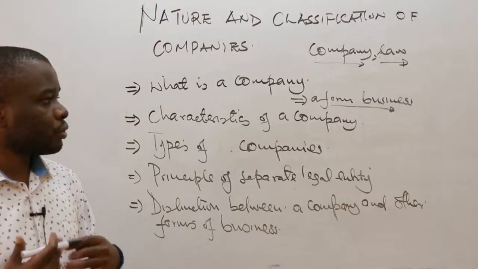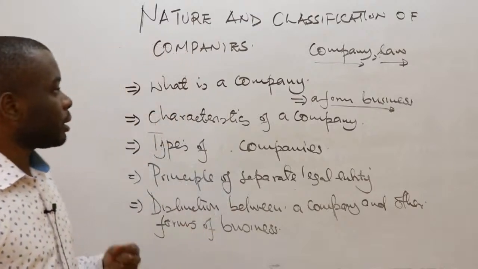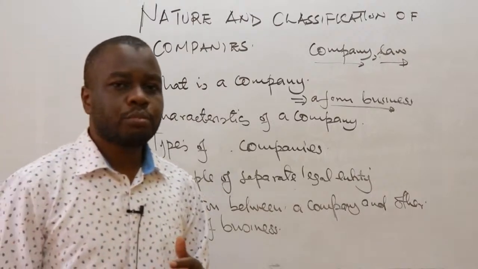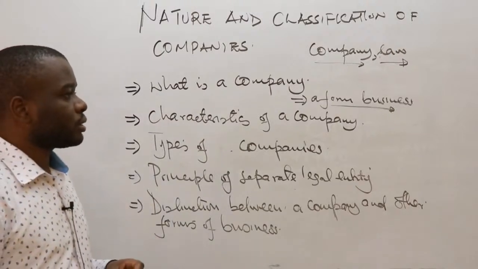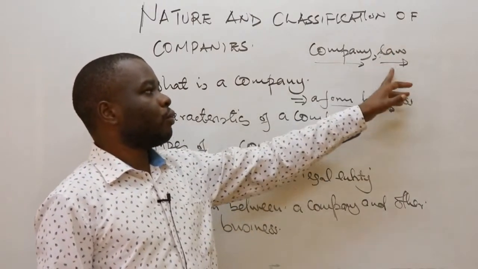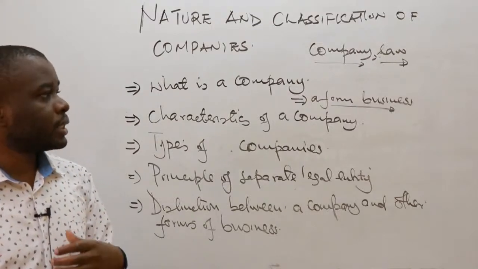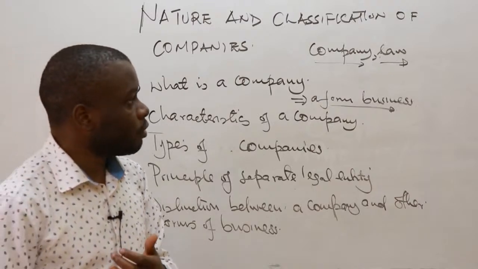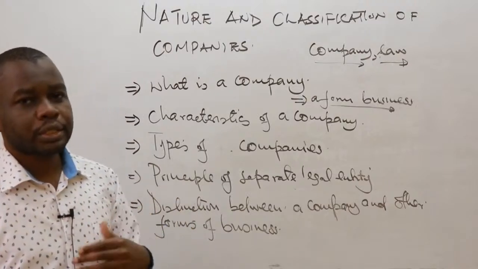So it's an association of persons putting together their abilities, in this case resources, like being able to raise capital, and providing goods and services to consumers at a profit. When you talk about company law, we're talking about rules and regulations guiding how companies carry out their activities as a form of business. So under company law, we are looking at rules and regulations that govern the operations of companies.